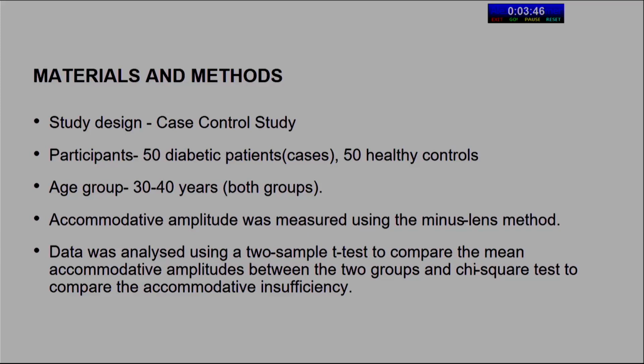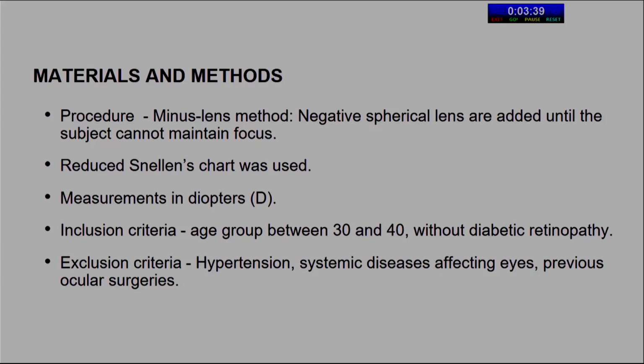Data was analyzed using a 2-sample t-test and a chi-square test to compare the accommodative insufficiency and the amplitude. The minus lens method was done using negative spherical lenses which were added until the subject could not maintain focus. A reduced Snellen's chart was used and the measurement was obtained in diopters.